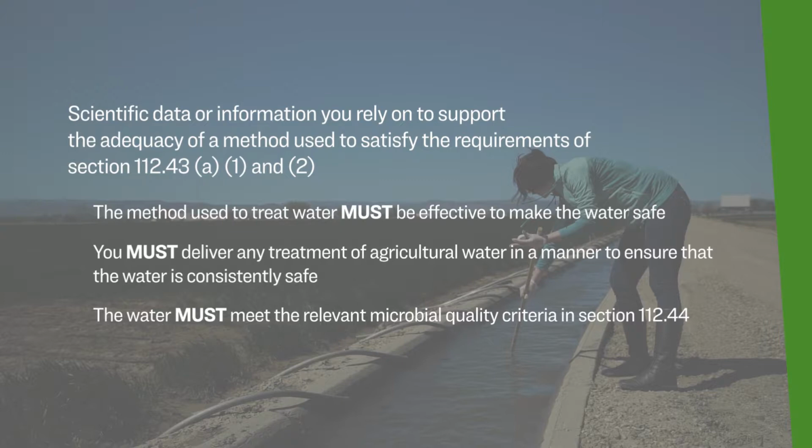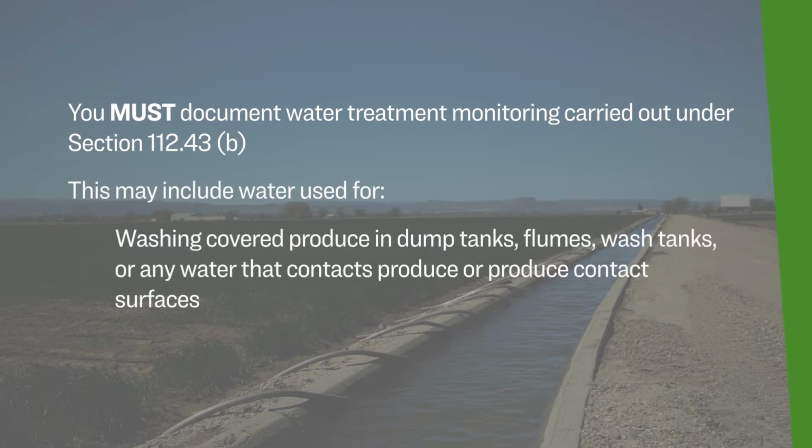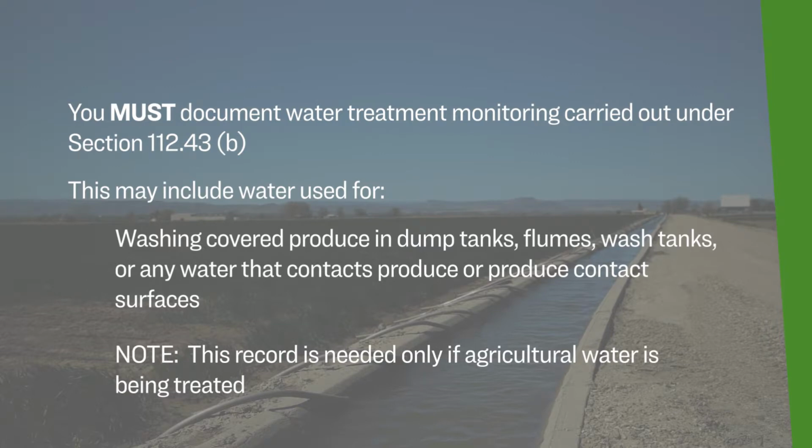Water treatment options may include chemical methods, physical treatments, including using a pesticide device, and other suitable methods as additional treatment options. The fourth record pertains to the documentation of the results of water treatment monitoring carried out under 112.43(b). For example, this may include water used for washing covered produce in dump tanks, flumes, wash tanks, or any water that contacts produce or produce contact surfaces. The specific method for monitoring is operation-specific. This record is only needed if agricultural water is being treated.